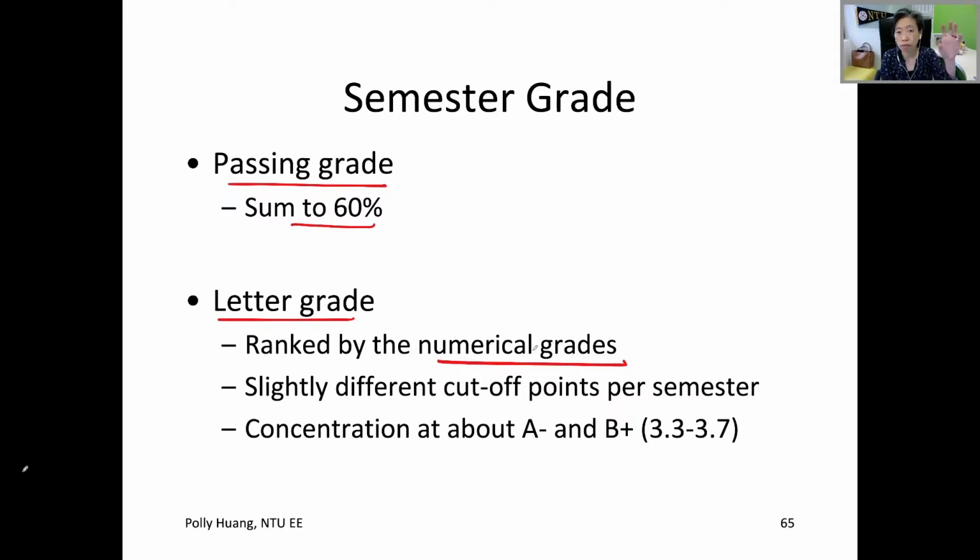So for each of the categories, you will receive a numerical grade and we'll sum them up and you guys will all be ranked by the sum. And some of you will be assigned to the A+ or A or A- or B+ class, and the cutoff points may vary from semester to semester. But the goal is such that the concentration will be at about A- and B+. That's between 3.3 to 3.7. So the average is going to be about 3.5.